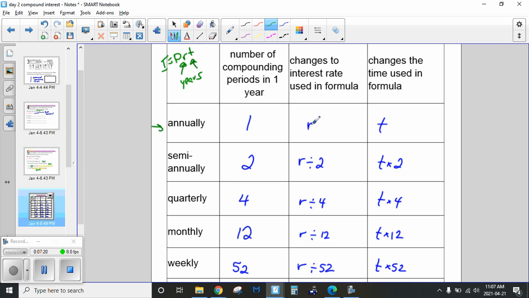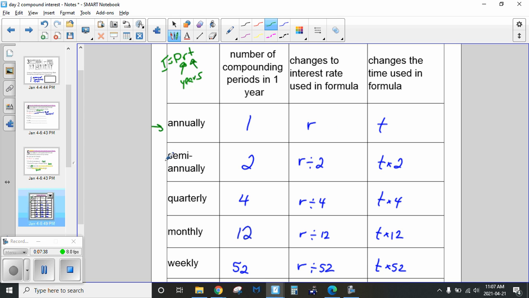So we're going to take the given interest rate and just use it if we're talking about annual compounding, meaning once a year, we're going to do this interest calculation and add interest to our bank account. The time, we can just use it exactly as it is.